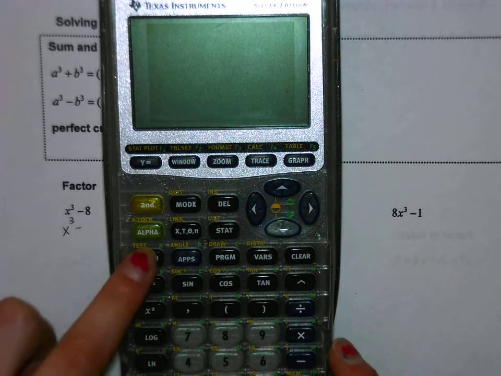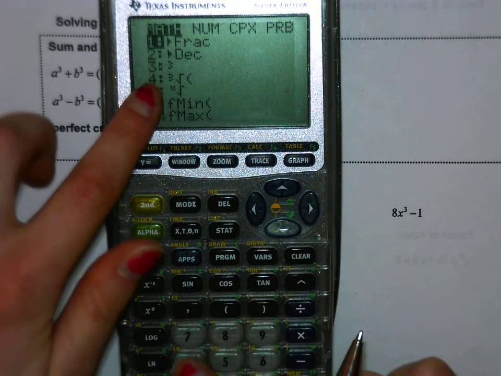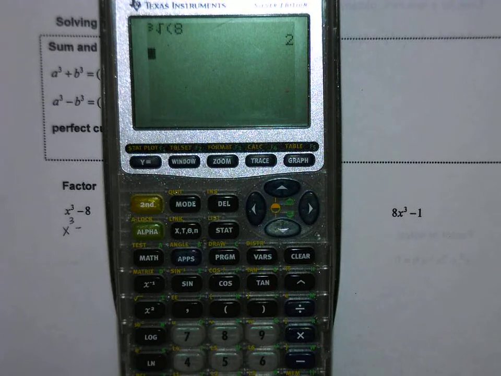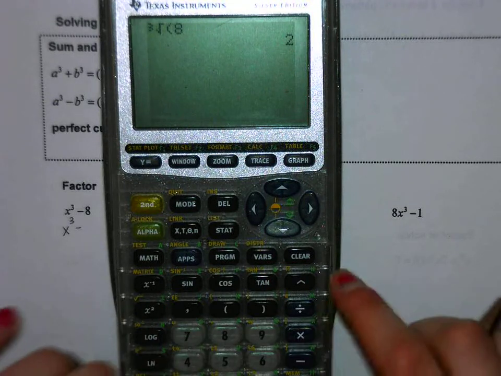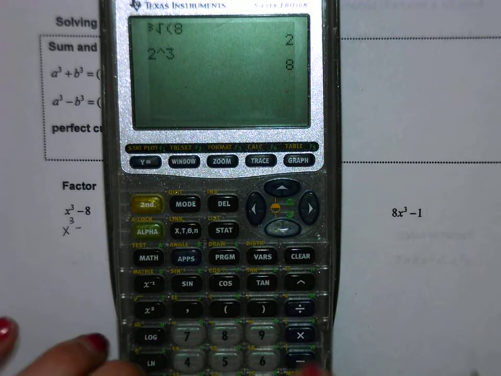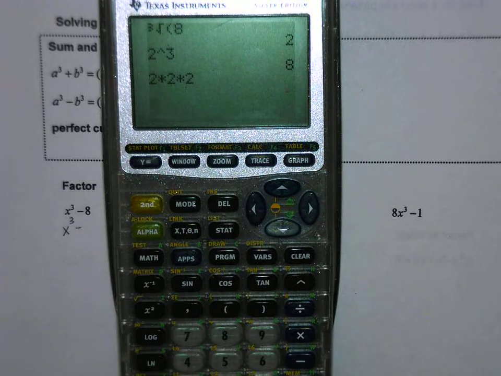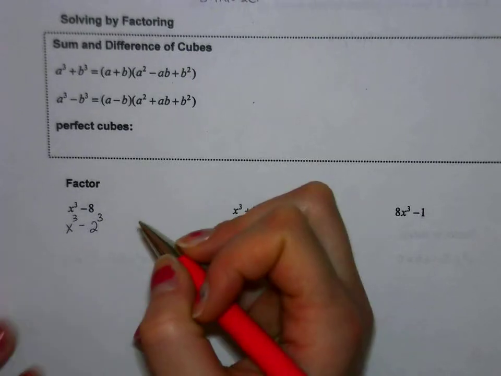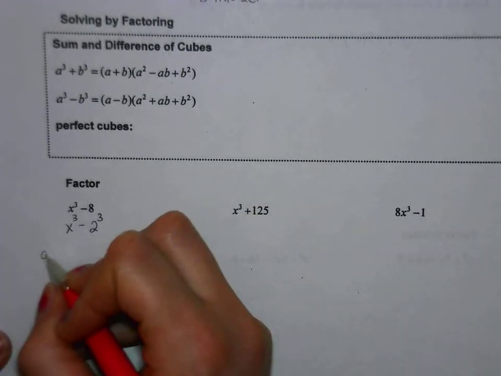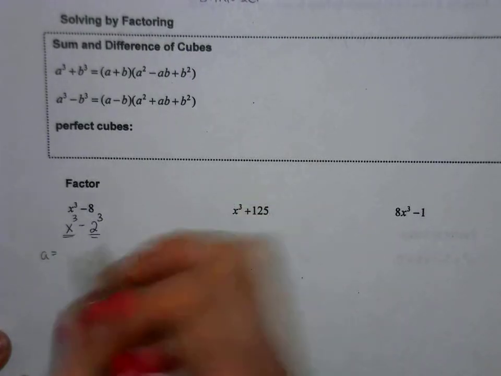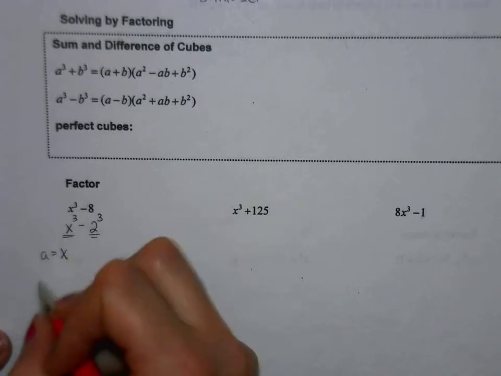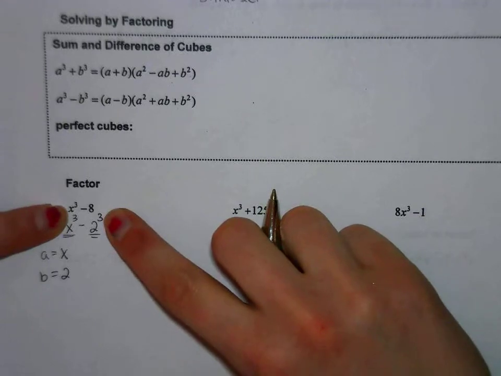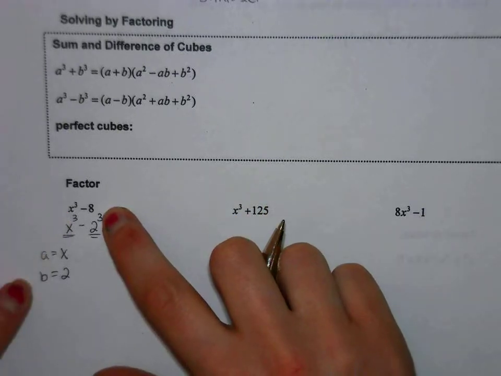So what we want to do is hit math, go down to number 4, where it has the root, type in 8. So that's 2. And what that's telling you is 2 to the third power is 8. So that means it's 2 times 2 times 2. So we can really write 8 as 2 to the third power. So what that tells us is that a is always this one, and here's b, so a equals x, b equals 2. We do not tag those on. Those just stay up with the original problem. So a is x, b is 2.